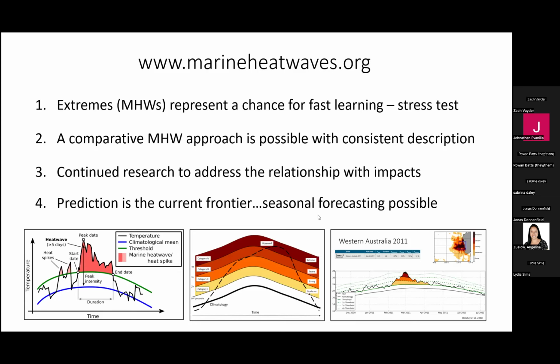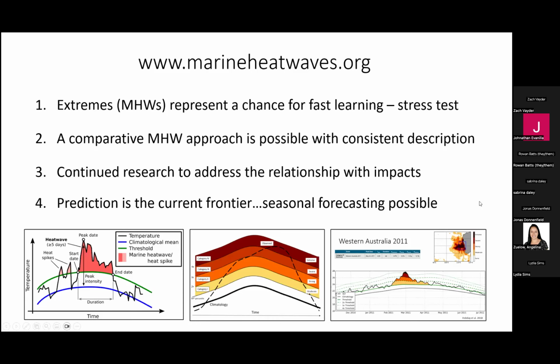We do need continued research to address the relationship with impacts. Every heat wave doesn't have the same effect on the biology, even if the intensity of the heat wave is the same. It can depend on where in the species range the heat wave occurs. It can depend on whether there was a heat wave last year as well as this year, and a whole bunch of other things that really make this relationship with impacts really hard to discern at the moment.